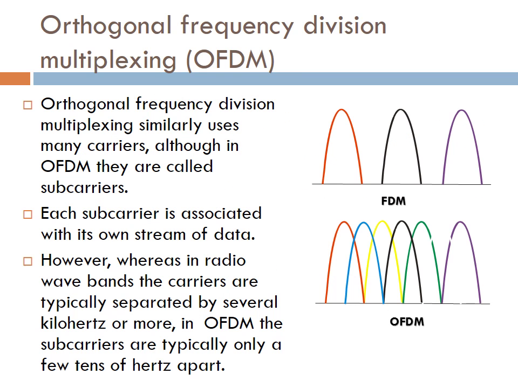Orthogonal frequency division multiplexing similarly uses many carriers, although in OFDM they are called subcarriers. Each subcarrier is associated with its own stream of data. However, whereas in radio wave bands the carriers are typically separated by several kilohertz or more, in OFDM the subcarriers are typically only a few tens of hertz apart.